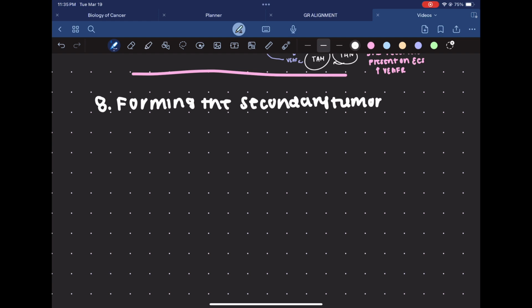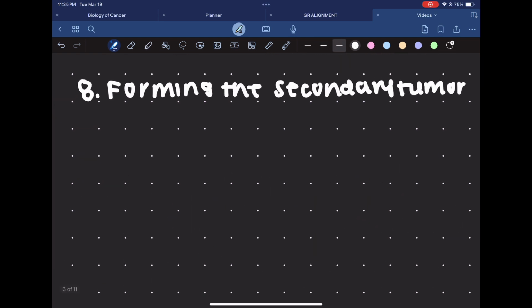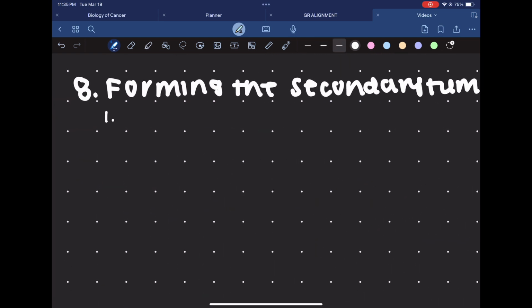And there's four main scenarios that happen when we form a secondary tumor. And we're going to walk through each of those scenarios. We're going to start with the simplest one, which is going to be that when our cancer cell arrives, there's already a perfect environment.